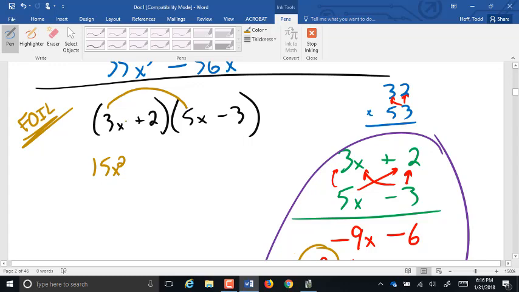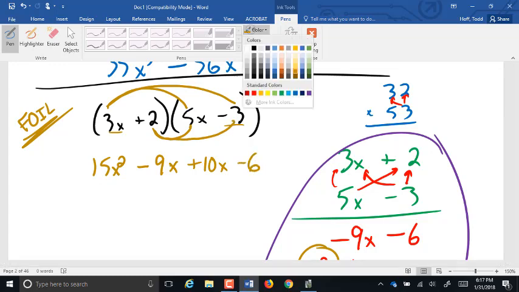The O stands for outside or outer: 3x times negative 3, negative 9x. I stands for inside or inner: 2 times 5x, 10x. And the L stands for last: 2 times negative 3, negative 6.